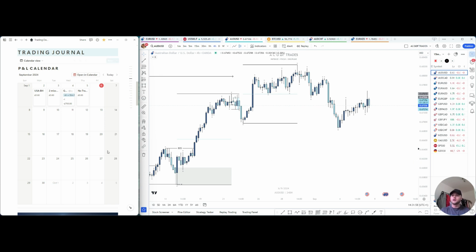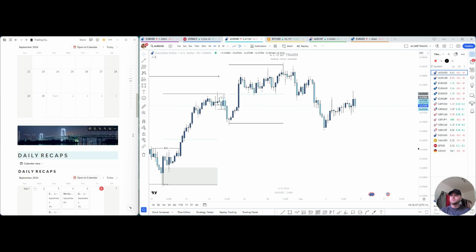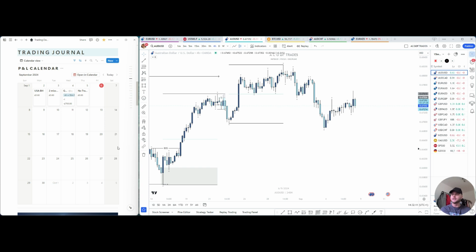So you can see both of my screens here. It's on my big monitor. About two thirds of the screen is my charts and one third is my Notion, with my Notion template for my daily recaps and my P&L calendar.